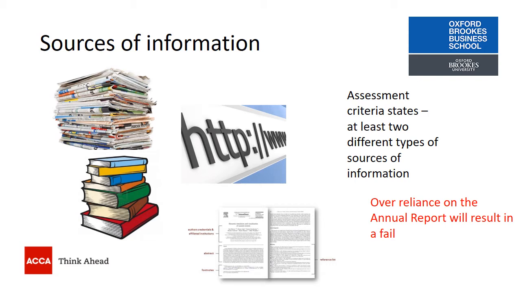The assessment criteria states that you need to use at least 2 different types of sources of information. So it might be the study text and the internet, or newspaper reports and the annual report. But if you rely very heavily on just the annual report, then it's likely to result in a fail, because you're not actually presenting lots of different information to help support your argument. So the annual report is a good source of information, but it needs to be supplemented with other sources of information.